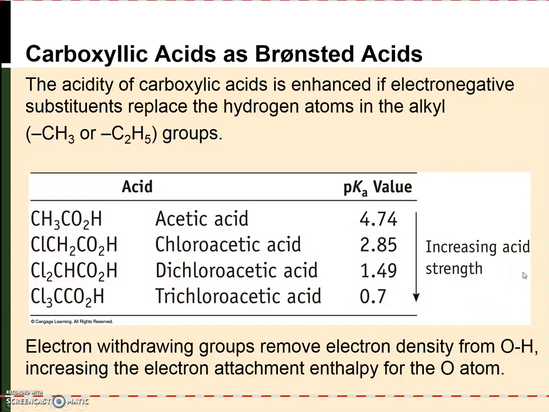These electronegative groups are also quite electron withdrawing, so they remove electron density from the OH bond, and this increases the electron affinity and the electron attachment enthalpy for the oxygen atom, and so it's more favorable for that OH bond to break because the oxygen atom then gains an electron.